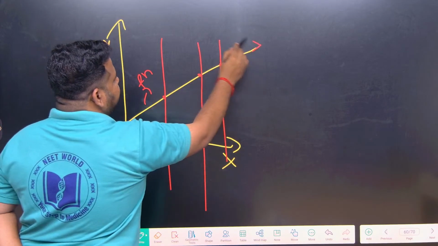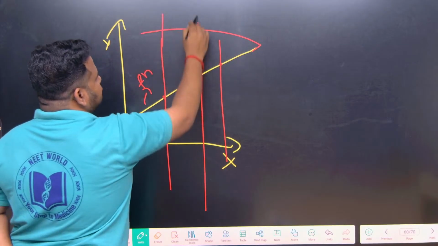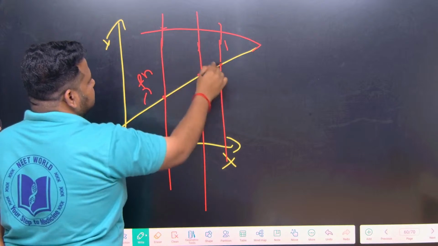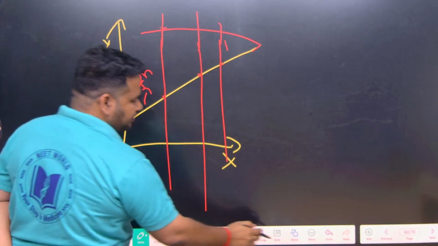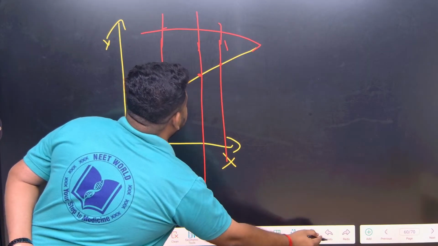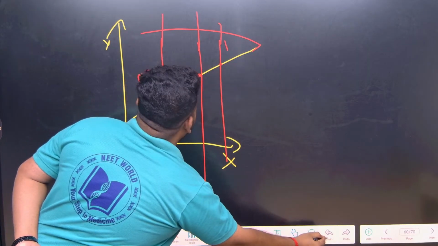Suppose the graph was like this, and it was cutting here also, at two different points, here also, here also. Then definitely it is not a function. But in this case, it is a function.